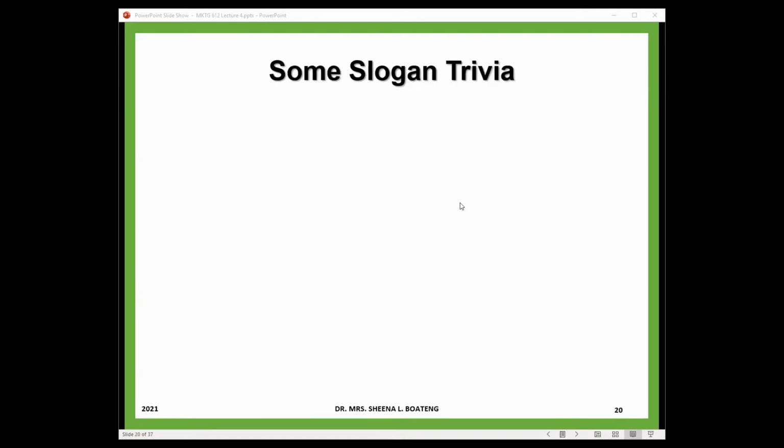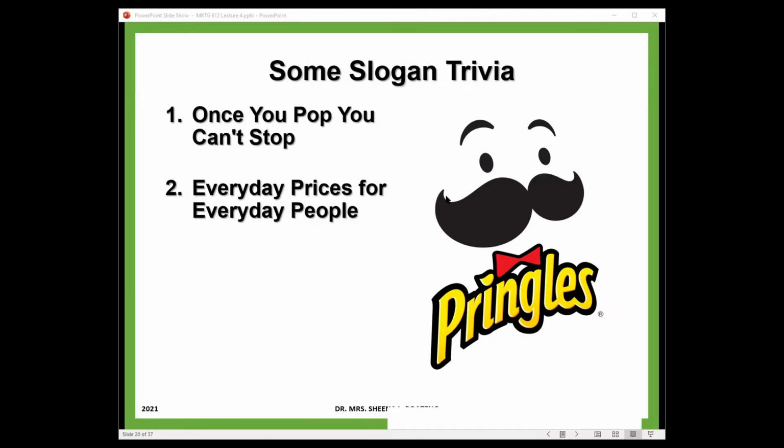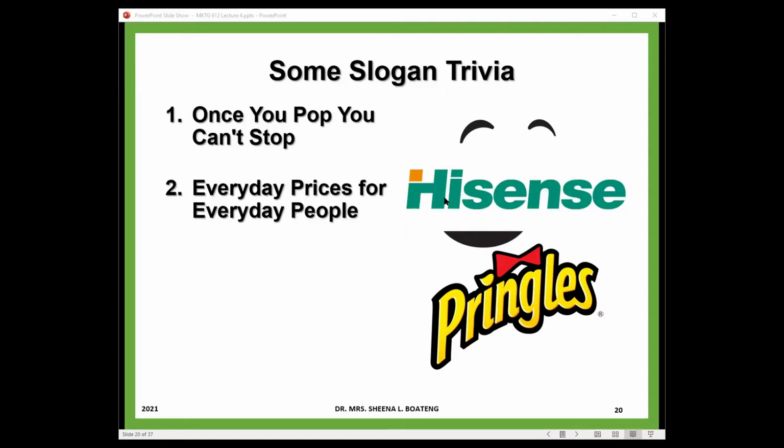So let's try some slogan trivia, right? Starting from this particular slogan. I'm waiting to see the bees in the class who can identify this one. Pringles. Isaac, today you're taking away from Buffalo. Pringles. Yes, Pringles. Right? Once you pop, you can't stop. What about this one? It's a tricky one. Malcolm. Hisense. Currently, this slogan is known more for Hisense. Right? That's Hisense. Good. What about this one?